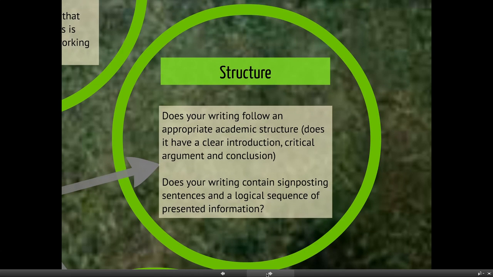Structure. You need to look and check that your writing follows an appropriate academic structure. Does it have a clear introduction, a critical argument, and come to clear conclusions? You could check to see whether your writing contains signposting sentences, which suggest to the reader that you're in control of the writing, that you know where you're going to place that piece of information, and check for a logical sequence of presented information.